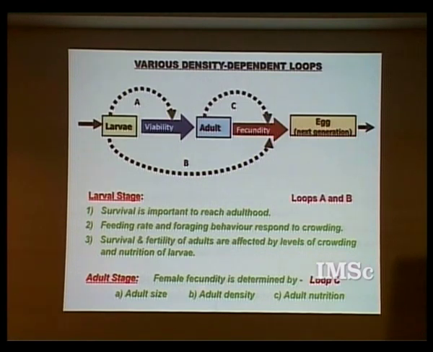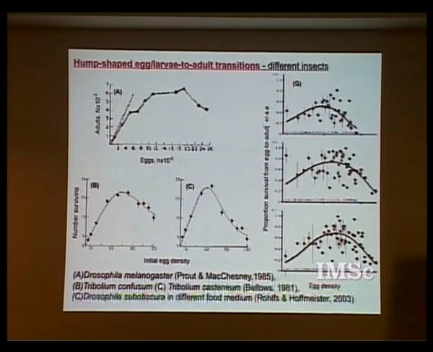Okay. And in the adult state, these are the loops which occur. It is determined by adult size, adult density, and adult nutrition. So all these factors decide how many eggs this is going to lay. So it is not a simple model that people have been looking at.